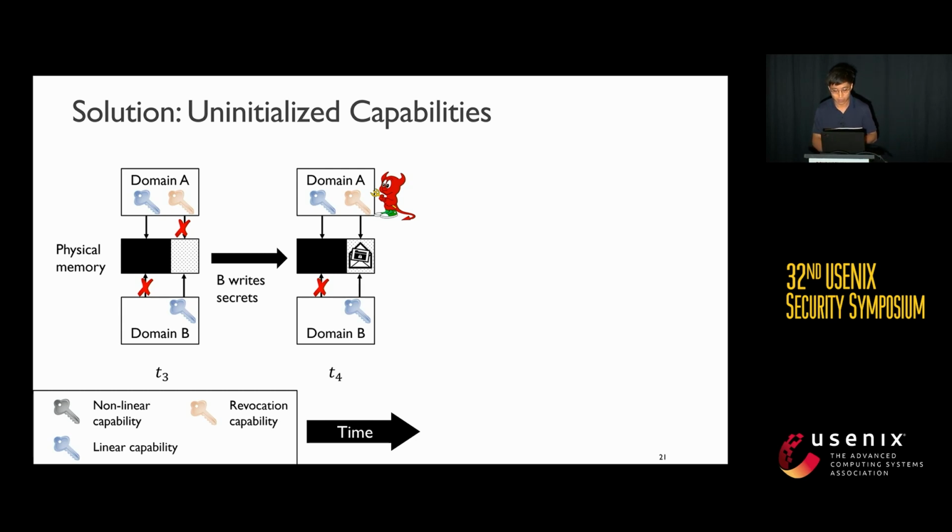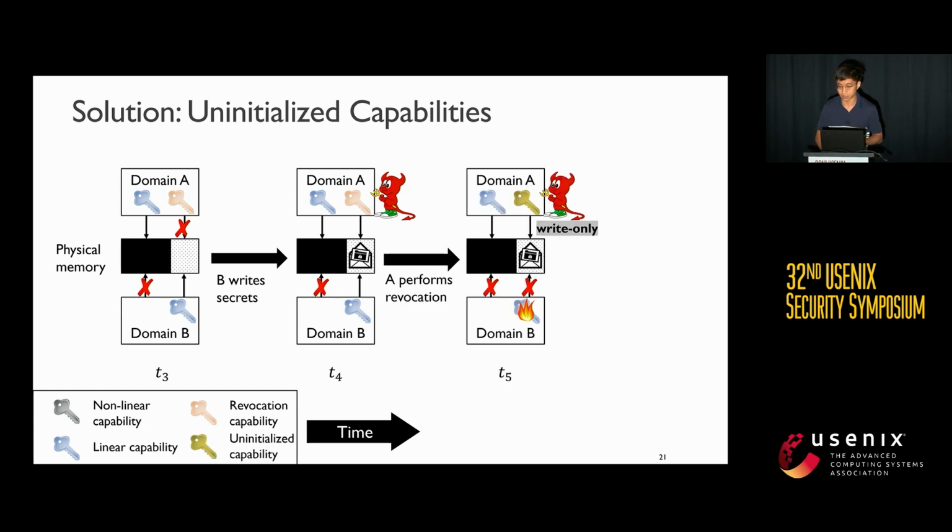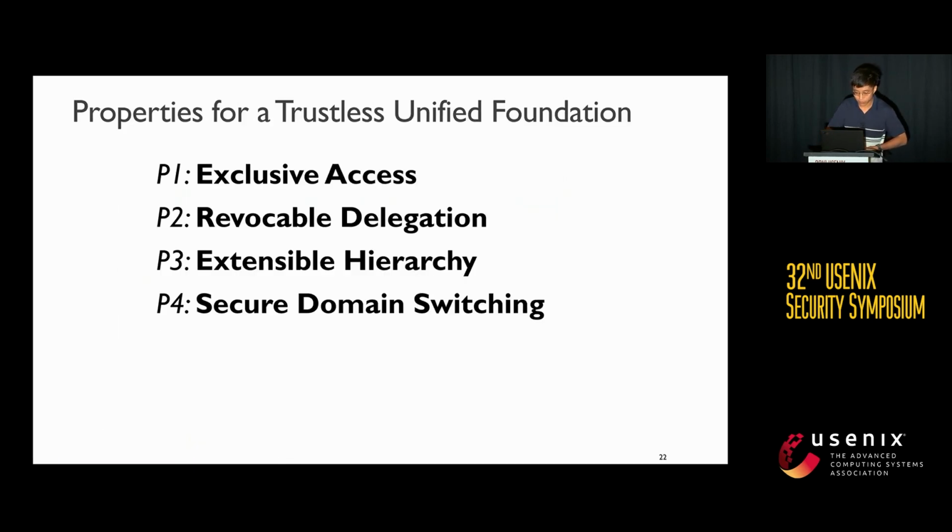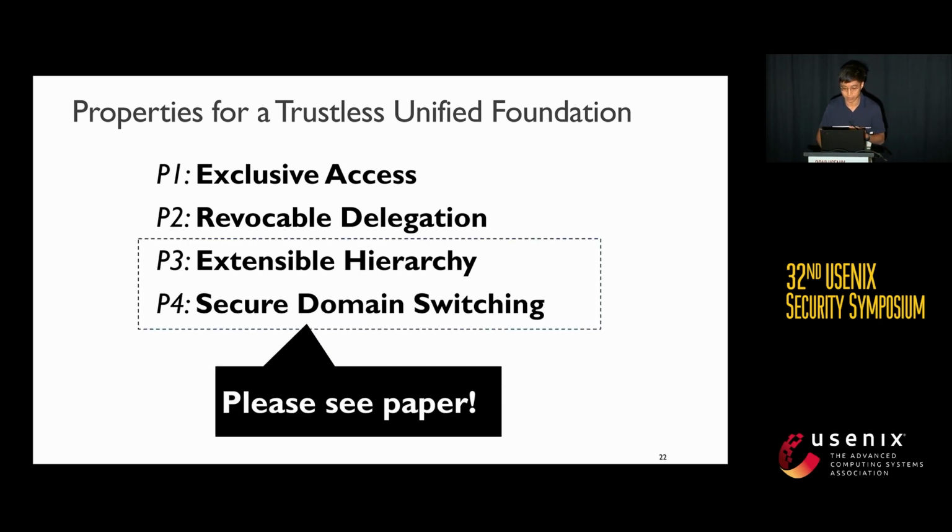To solve this problem, instead of giving back a linear capability to domain A as a result of revocation, we only give it an uninitialized capability, which only grants write-only access until the memory region has been fully overwritten, so it can protect the original content inside that memory region. So here, as I mentioned earlier, in the interest of time, I only talk about the first two properties. If you want to know about the third and the fourth properties, please take a look at the paper.